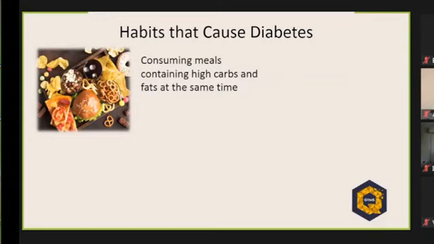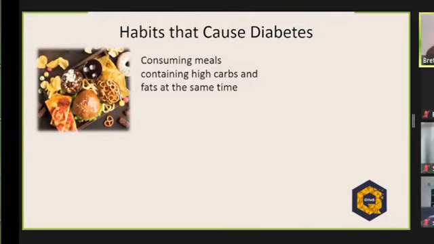So we said combining high carbs and fats at the same time. By fats here, I mean saturated fats. So in fats, we have three types: saturated, polyunsaturated, and monounsaturated. Saturated fats would be like cheese, butter, or animal fat. But if we look at something like almonds, for instance, or walnuts, or maybe fat from salmon, these are not bad, like we can have them with our carb meals.